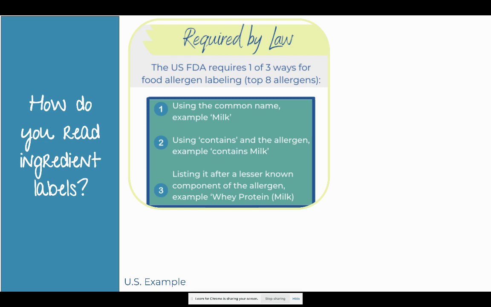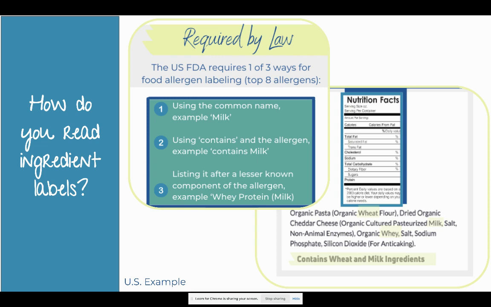There are 3 ways that food manufacturers can choose to label clearly and transparently. Using the common name of the top allergen, for example, milk. The second way is for them to use contains and the allergen, example, contains milk. And the third way is listing it after a lesser known component of the allergen, one of the hidden ingredients, for example, whey protein. But then they have to disclaim in parentheses, we mean milk.